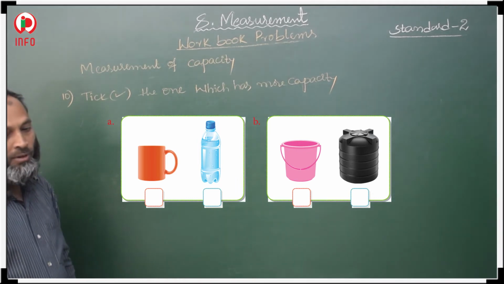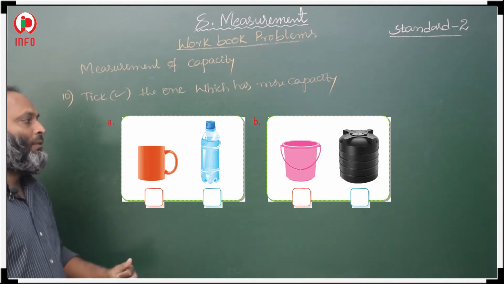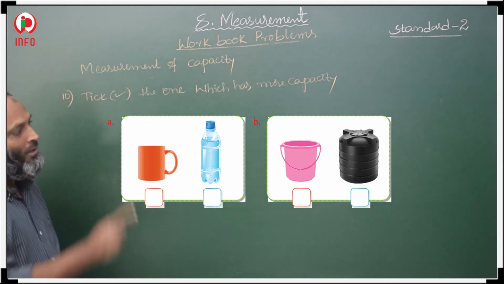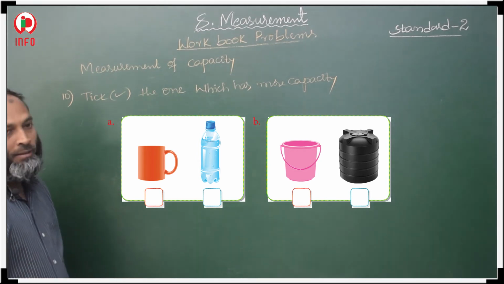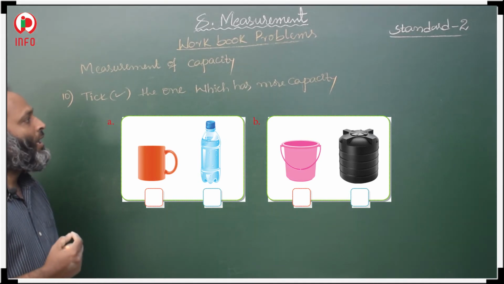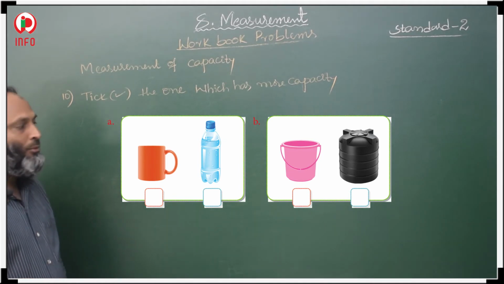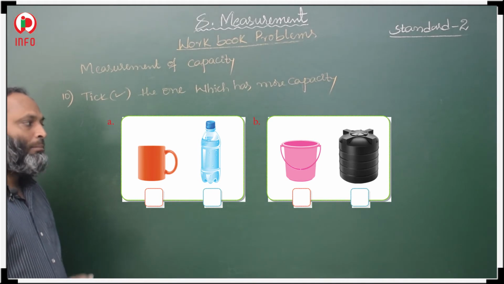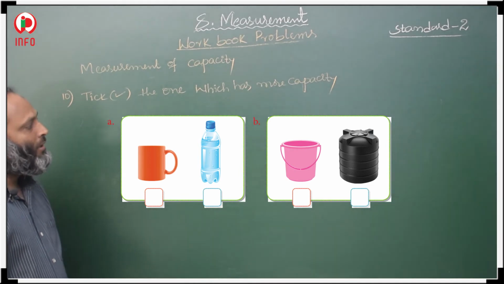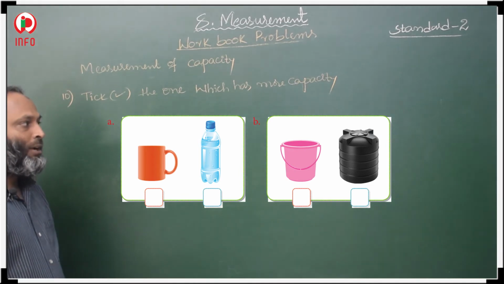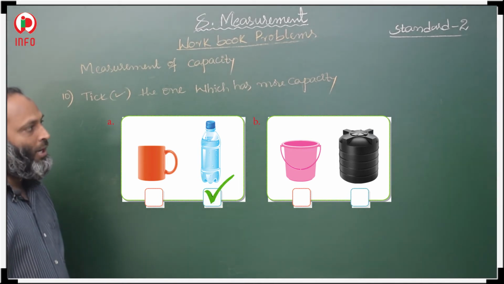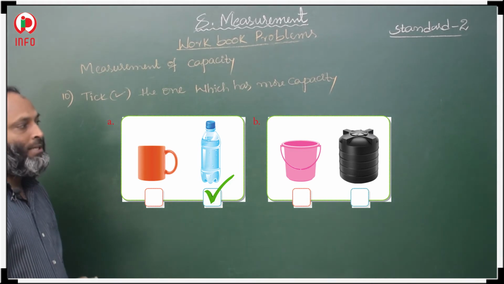In the first question, one teacup is given and one water bottle is given. In the second one, bucket is given and water tank is given. So, in these two pairs, we have to choose which has more capacity. In the first one, teacup means tea mug is given and after that water bottle is given. So, obviously water bottle has more capacity, then tick water bottle.